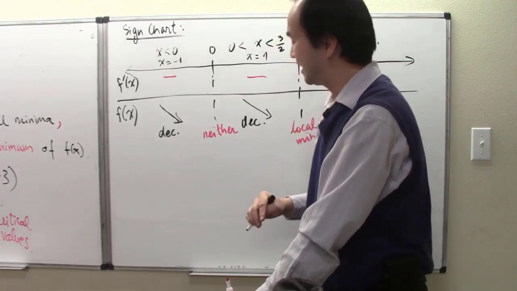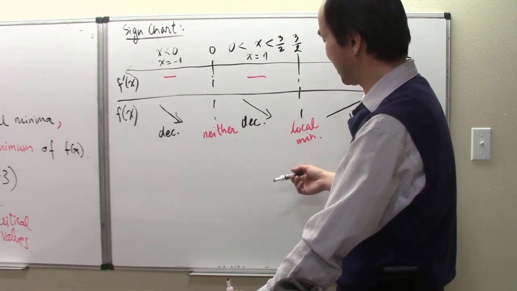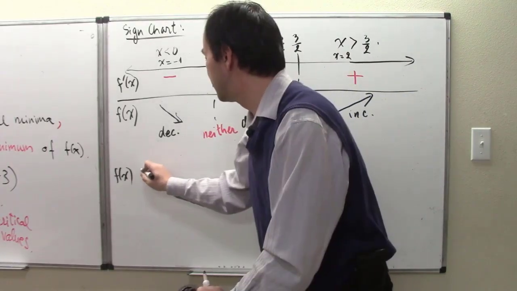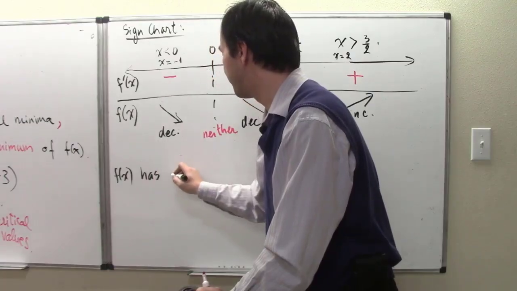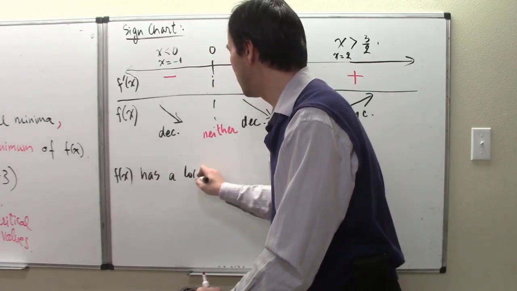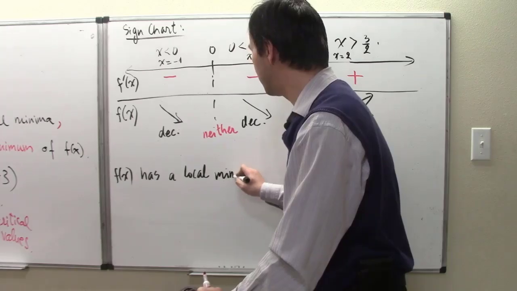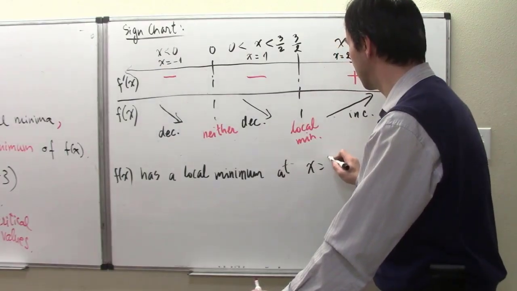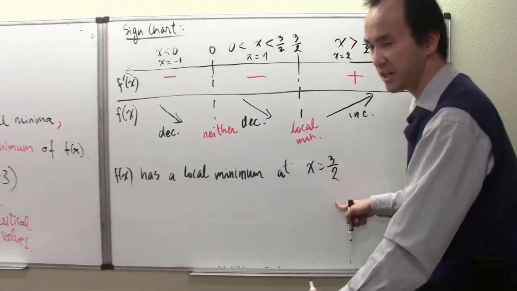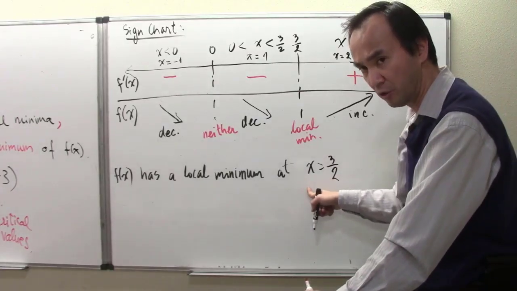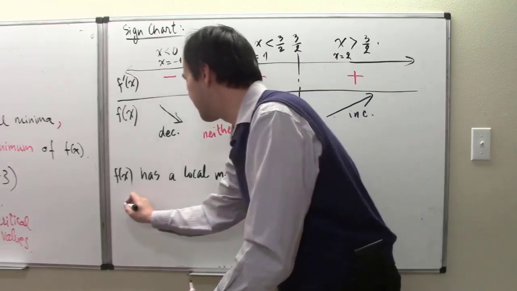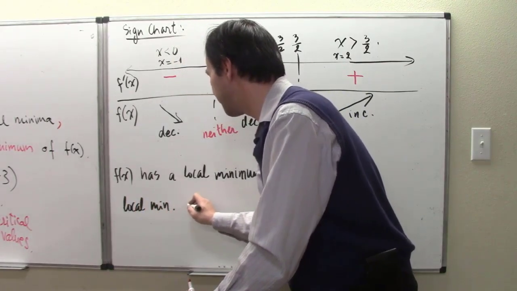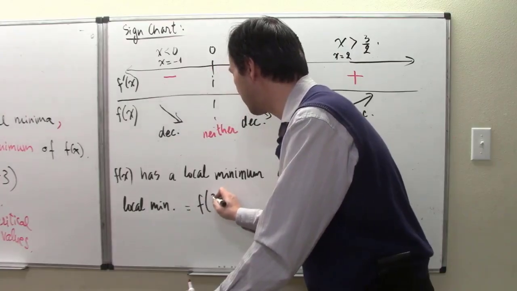Okay? And so now I'm going to have to say, first of all, let's just look at the local minimum right here. F of x has a local minimum at x equals 3/2. So we stated that result. This is where we found the local minimum. And then the local minimum here equals the function value at 3/2.